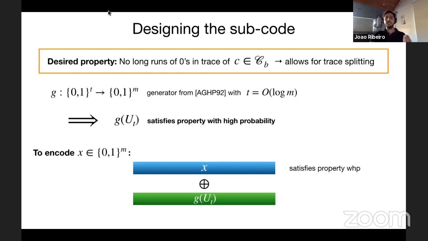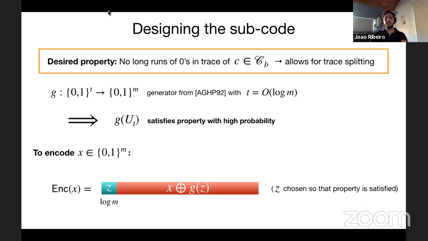But now, what you can do is translate this probabilistic result into something existential that says that there is a good fixing of the uniform bits that enforces the property. And since there are so few uniform bits, you can literally iterate through all the possibilities and choose the one that satisfies the property.